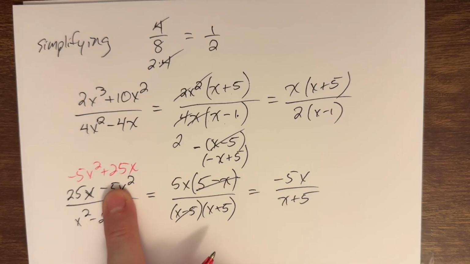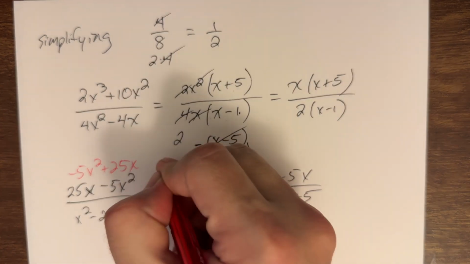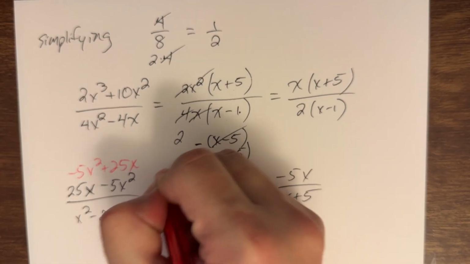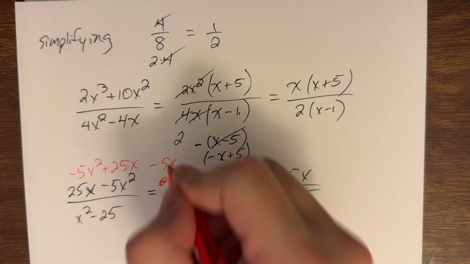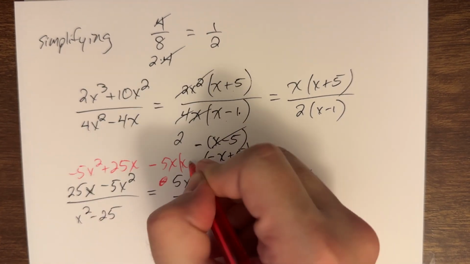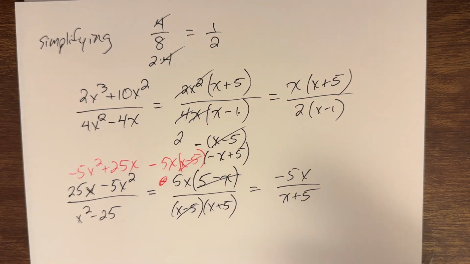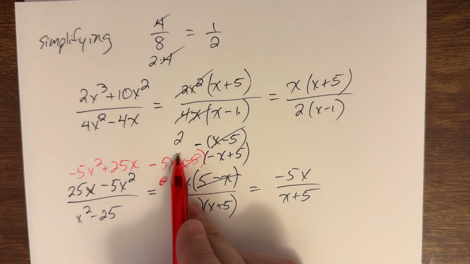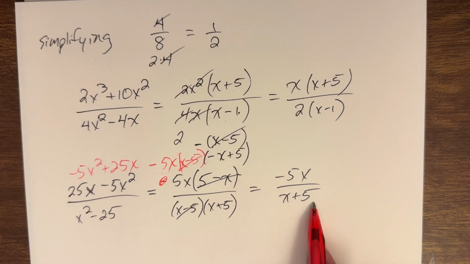And now when you go to do your GCF, we've seen that before. If my leading term is negative, when I do my GCF, I'll take the negative out with it. So I'll take a negative 5x out. And now I'd be left with a plain x here and a minus 5 here. And I'd see the x minus 5's immediately canceling, left with the minus 5x over the x plus 5.